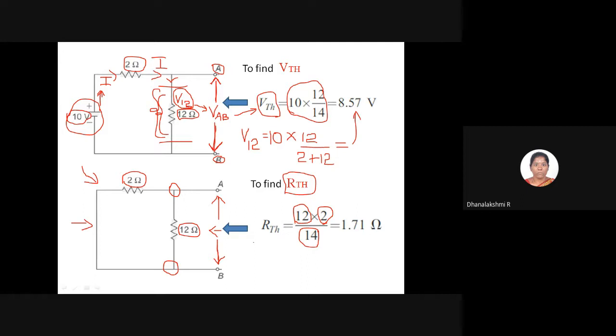So the resistance in parallel is calculated using this parallel resistance formula, that is R1 R2 by R1 plus R2. This we know already, so I had not mentioned it here, but anyway I'll mention it now. Using this formula, we can calculate the resistances in parallel. Here you can see that after calculating, we get the value to be 1.71 ohms. So this is how we calculate the Thevenin resistance. And after calculating the Thevenin resistance, we have already calculated the Thevenin voltage.